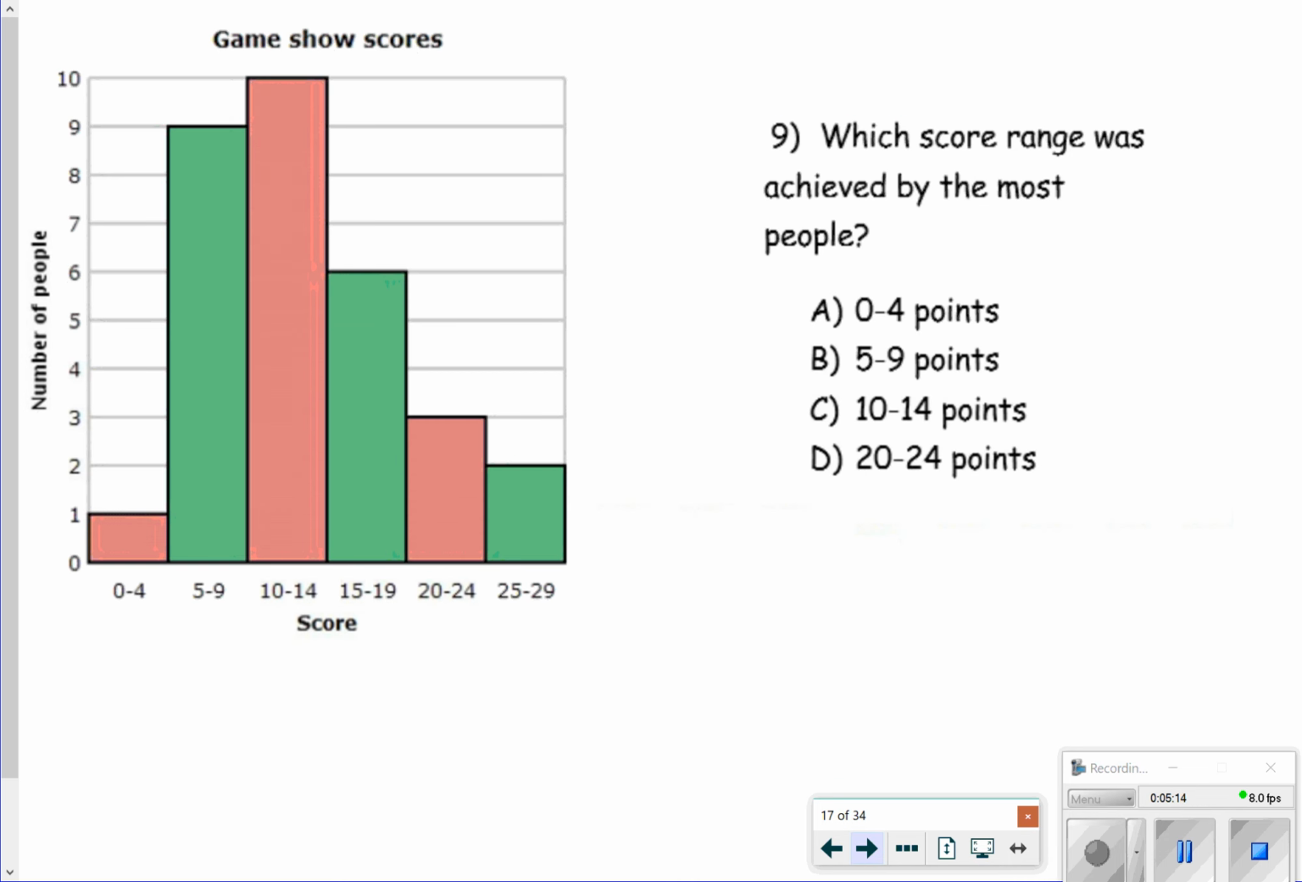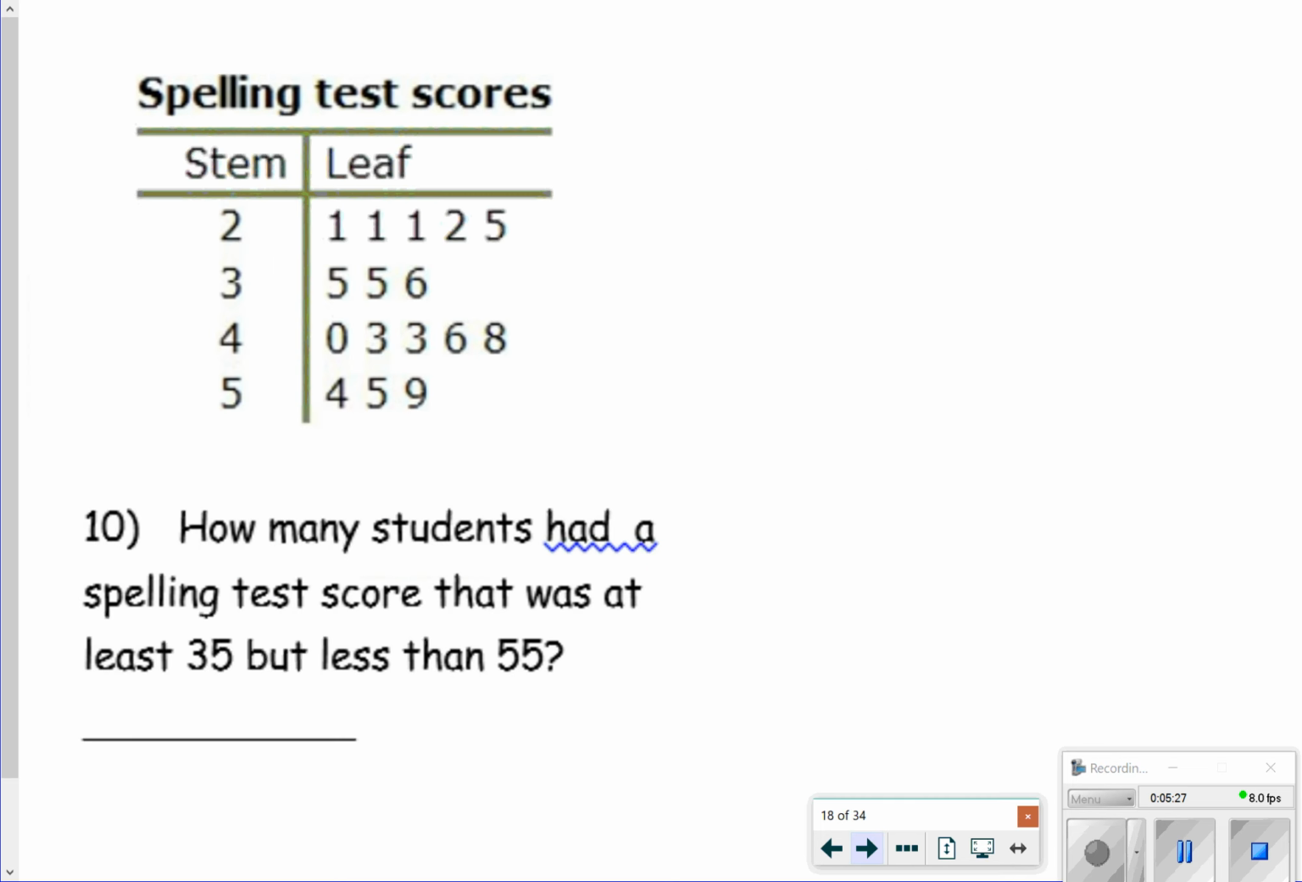For number 9, which score range was achieved by the most people? And that's going to be C, 10 through 14 points. This is a histogram, just for an FYI. On the next page, we have number 10.